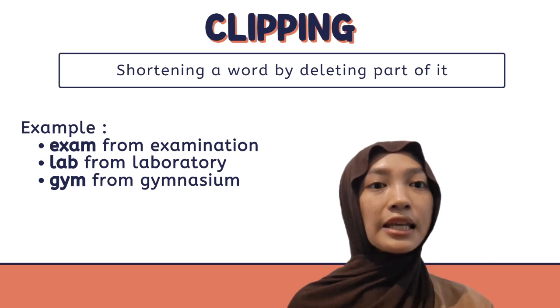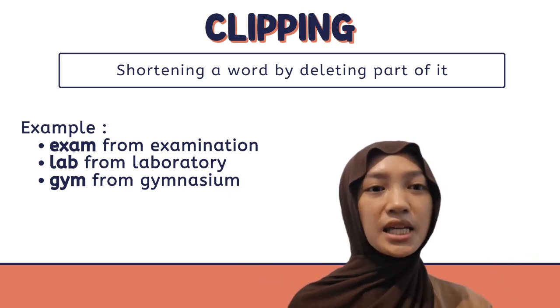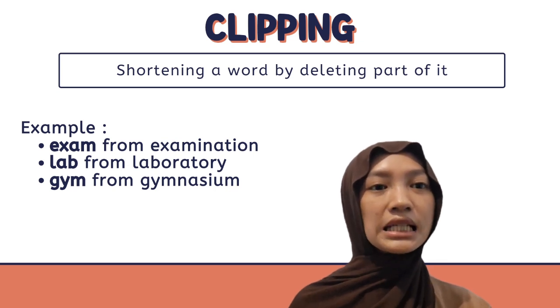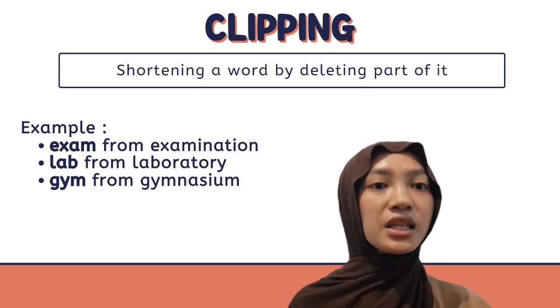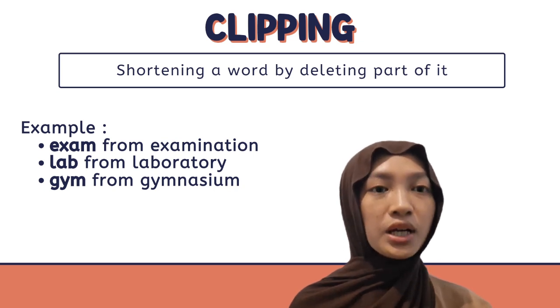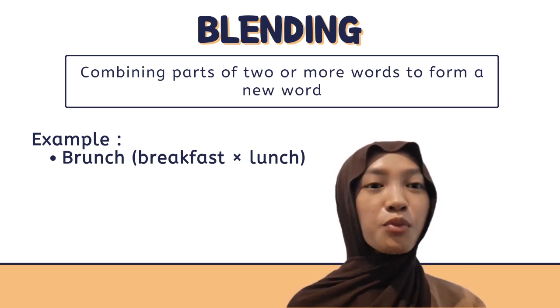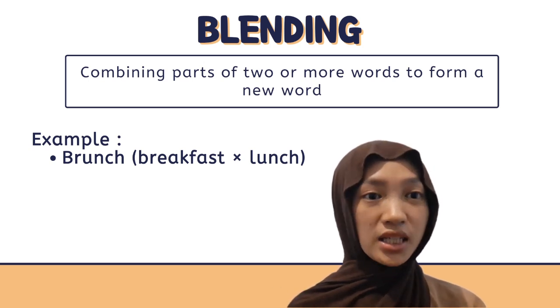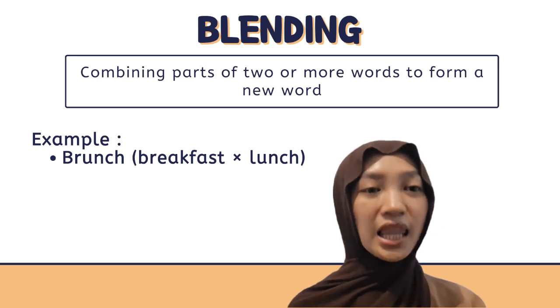Okay guys, the next one is clipping. What is clipping? So clipping is shortening a word by deleting part of it. For example, like exam from examination, lab from laboratory and gym from gymnasium. The next one is blending. Blending is combining parts of two or more words to form a new word. For example, like brunch. Brunch is combined from breakfast and also lunch.